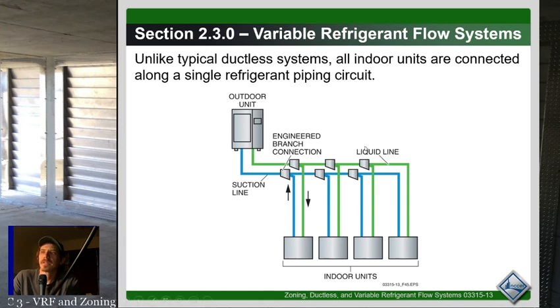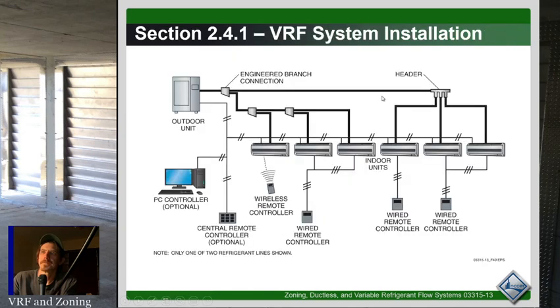Unlike typical ductless systems, all indoor units are connected along a single refrigerant piping circuit. Now we're talking VRF. So VRF will have a single piping circuit with multiple branches. This would be a heat pump VRF, the way it looks to me. So this whole system would be in either heating or cooling, and we have multiple connections along a single main line set.